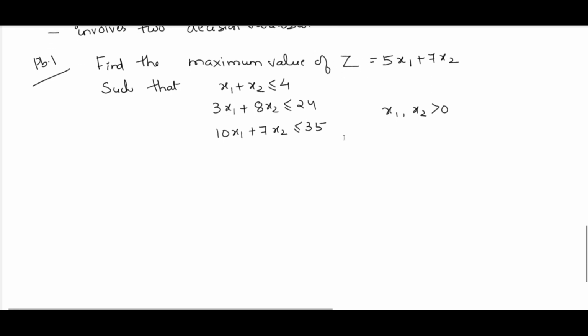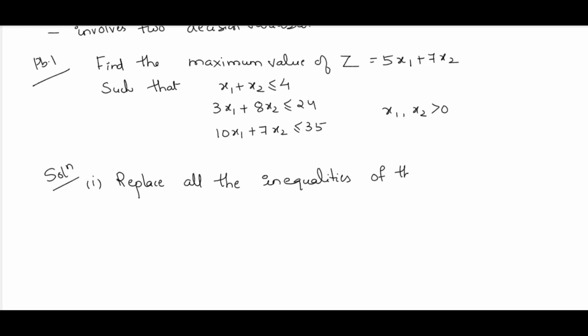How to solve it? The first step, number 1, is to replace all the inequalities of the constraints, you can see 1, 2, 3, by equations. Now you will make equations. Equations always involve the equal to sign.